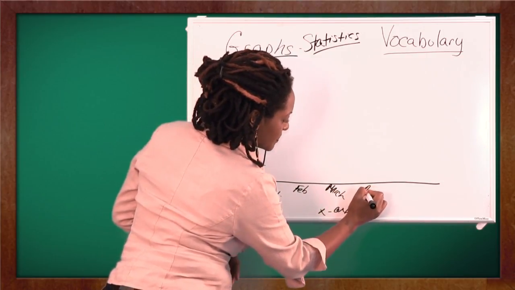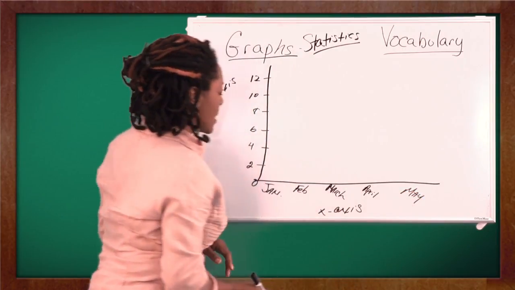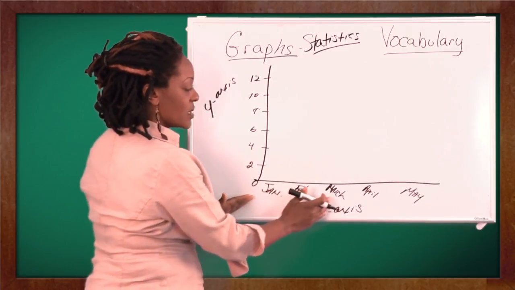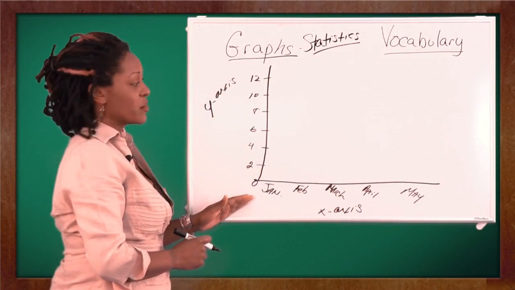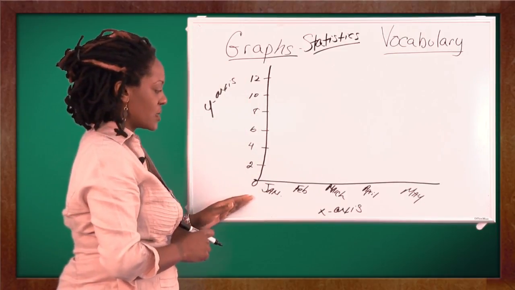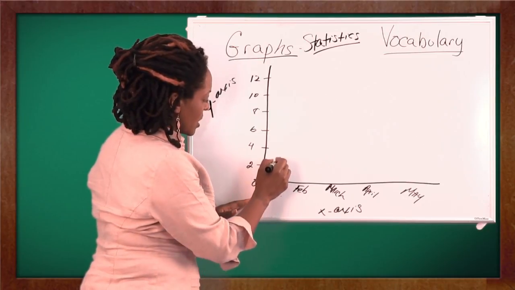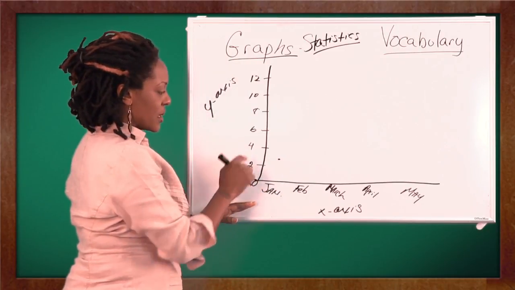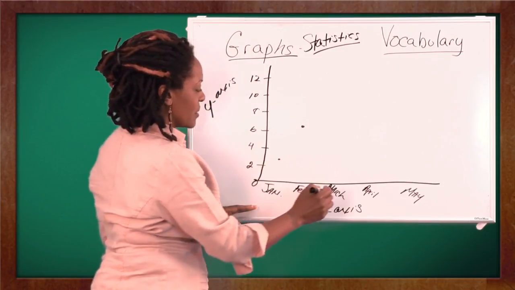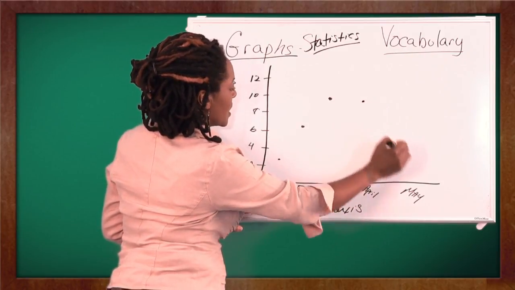All right, so here on the x-axis, we have months, and they're all going in order. January, February, March, April, May. And here on the y-axis, we have some number values. So I'm going to start to plot some points. And I'll say here at January, our number came up to 3. Here in February, make that right about there. March, April, and May.